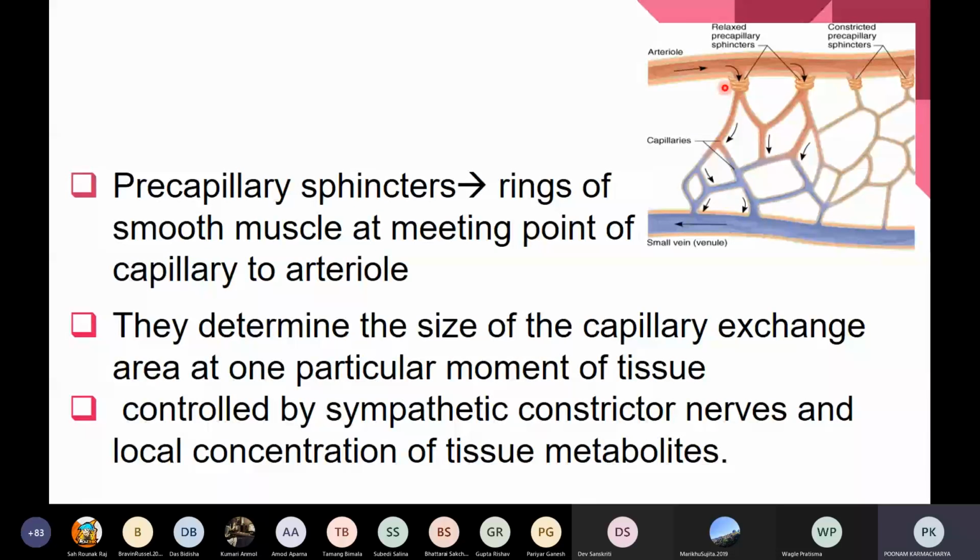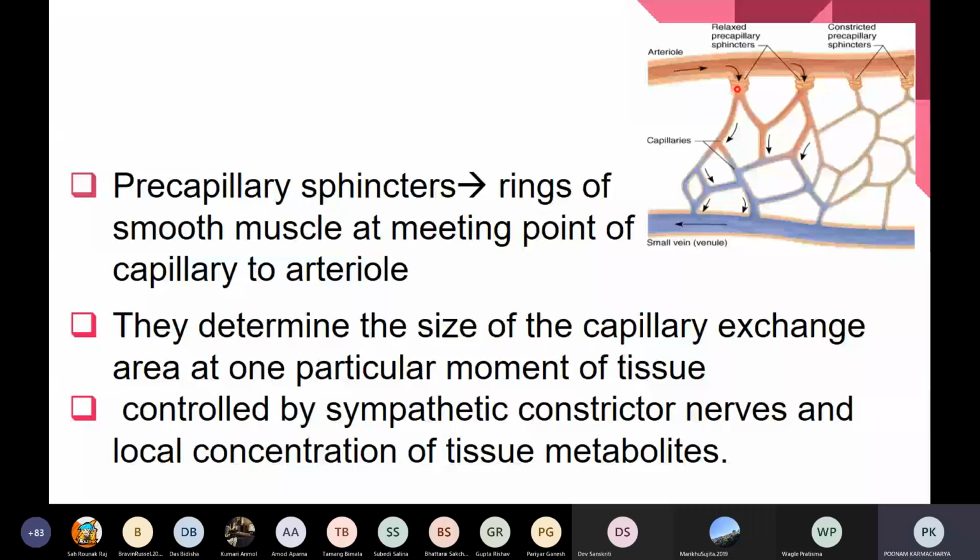So if there is an increase in sympathetic activity, what will happen? There will be constriction of the arterioles, and when there is constriction of the arterioles, there will be an increase in vascular resistance, right? So increase in vascular resistance will cause a decrease in the distal blood flow, right? I hope you are understanding. So arterioles are rings of smooth muscle at the point of capillary to arterial, and they determine the capillary exchange area, right?